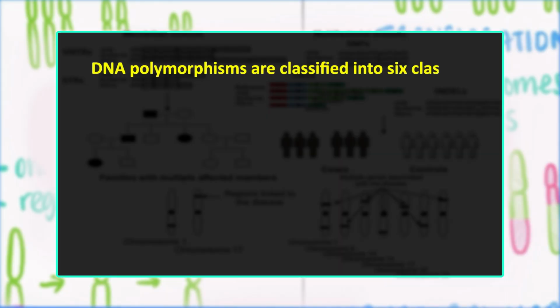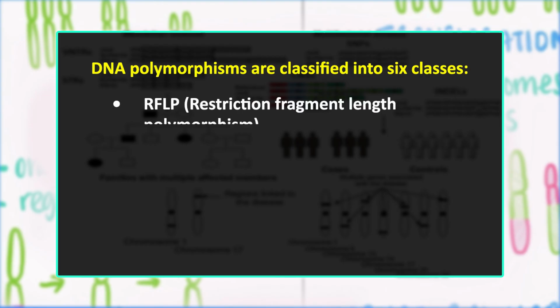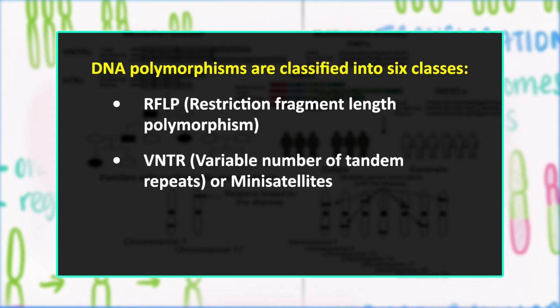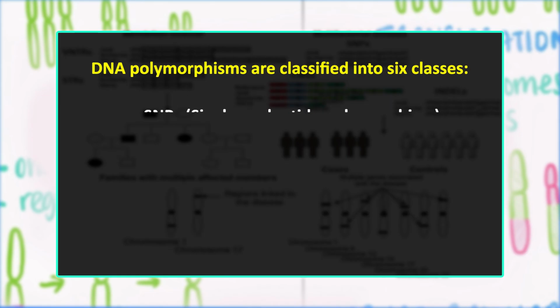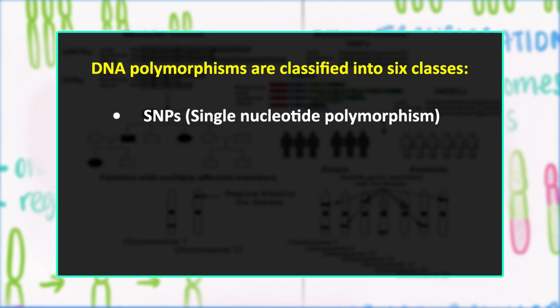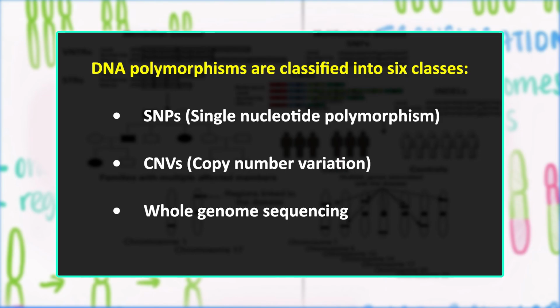The DNA polymorphisms are classified into 6 classes. These are first generation, that is RFLP, restriction fragment length polymorphism; second generation, VNTR, that is variable number of tandem repeats or minisatellites; third generation, that is microsatellites or STRPs, short tandem repeat polymorphism; fourth generation, that is SNPs or single nucleotide polymorphism; fifth generation, that is CNVs, copy number variations; and sixth generation, that is whole genome sequencing. Dear students, let's discuss each of them one by one.